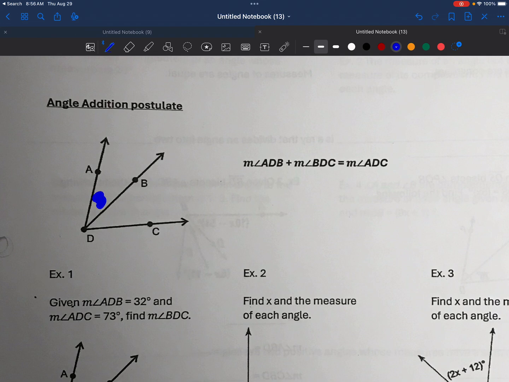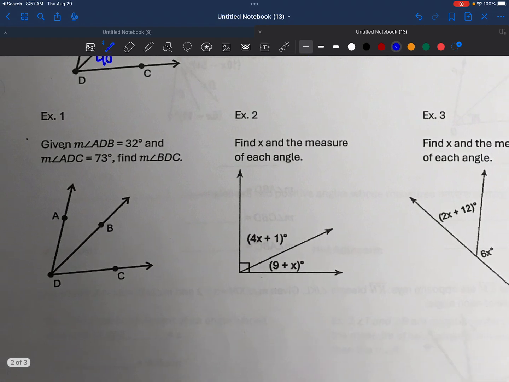All right, so I'm going to give you a measure for each of these. So let's say the measure of ADB is 32, and then BDC is 40. Okay, so ADB we said was 32 plus BDC was 40. So then we know that the total angle is going to be equal to 72 degrees. Now, that's like the simple way of doing it. There's going to be some that get a little more complicated, a little more work involved, but really not too bad. Okay? All right, let's look at these few examples.